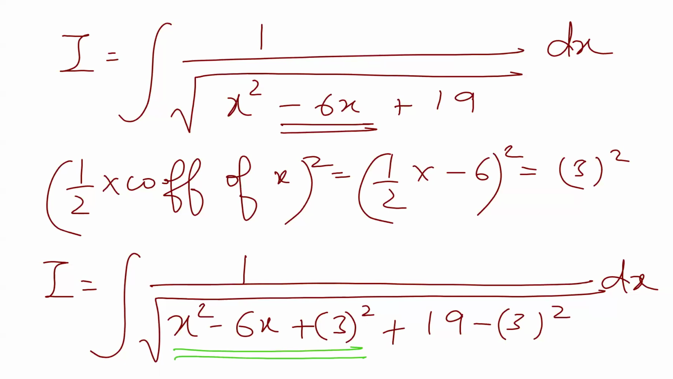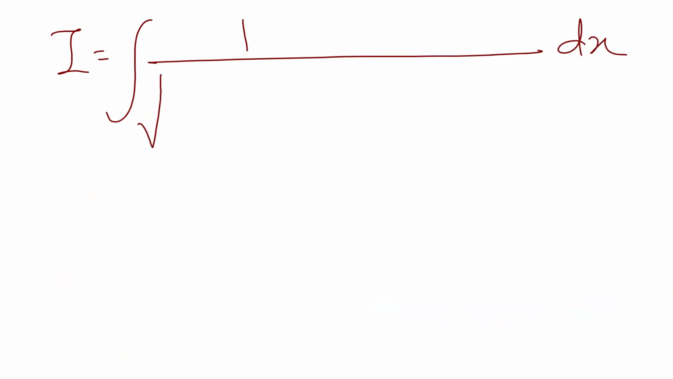First three terms and the last two terms. Look at the first three terms. The combination of the first three terms is x minus 3 the whole square. So I is equal to 1 upon, don't forget the root. The root is there for the entire problem, root of x minus 3 the whole square.